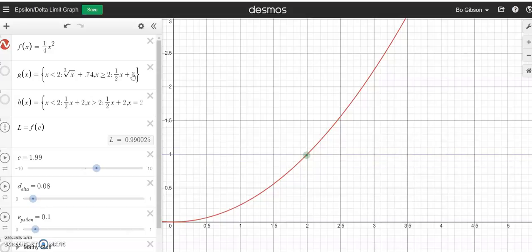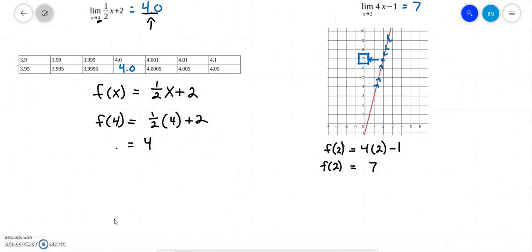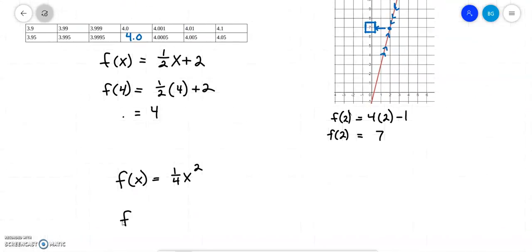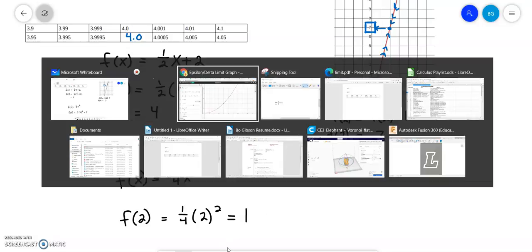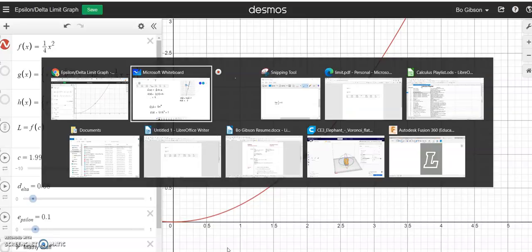Now, could we have just plugged 2 into our function and gotten the answer that way? Well, let's go over to our whiteboard here and try it out. So it was 1/4 x squared, and we were going to evaluate that at 2. So let's just find f of 2. Well, that's going to be 1/4 of 2 squared, and that certainly is 1, which is what we claimed our limit was, if you recall. It's 1. So our idea works there. So far, this is looking promising.